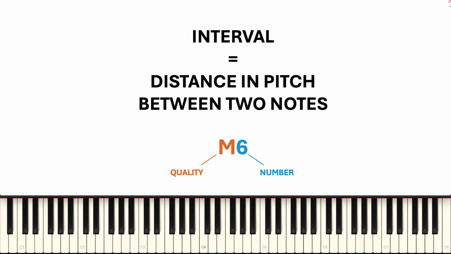So the interval is defined as the distance in pitch between any two notes. We notate it with a letter and a number. The letter refers to the interval quality, and the number refers to the interval number. M6 here is an example of an interval.